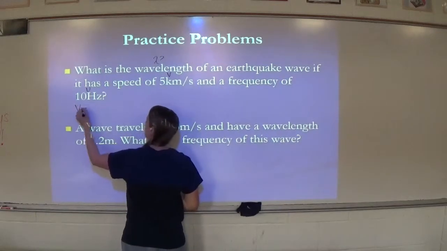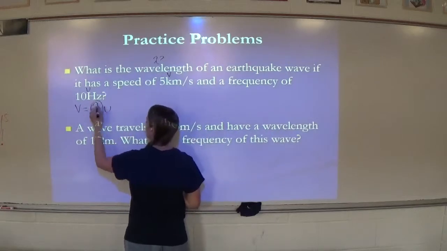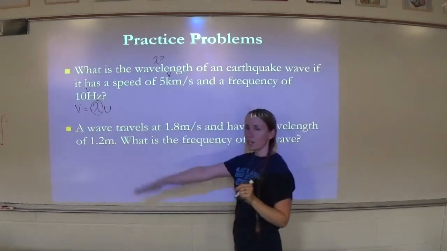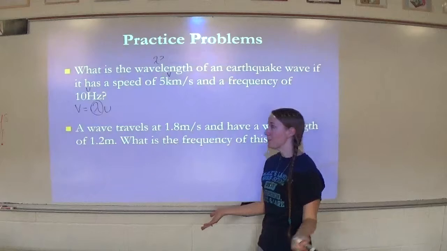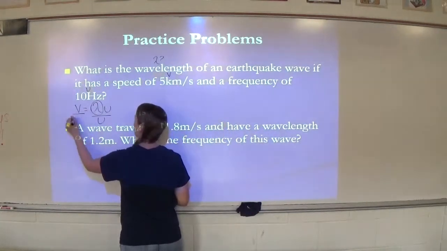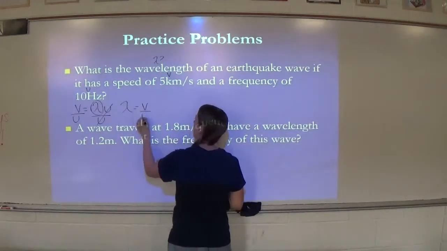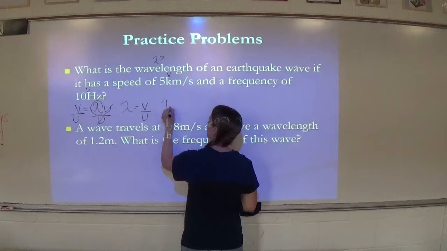All right, so speed equals wavelength times frequency, but this time we're looking for wavelength. So what do I do with frequency to get it on the other side? Well, remember, you do the opposite mathematically. So right now we're multiplying the two, so I divide to get it on the other side. So in other words, wavelength is speed divided by frequency. So then I just plug in.